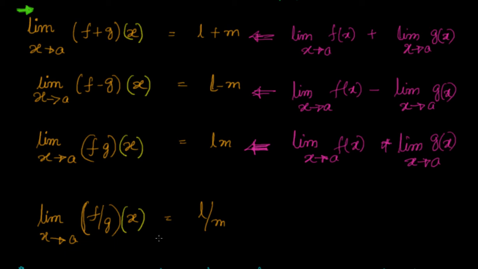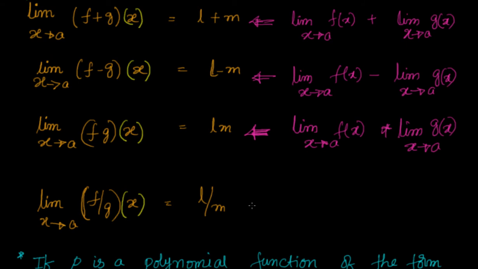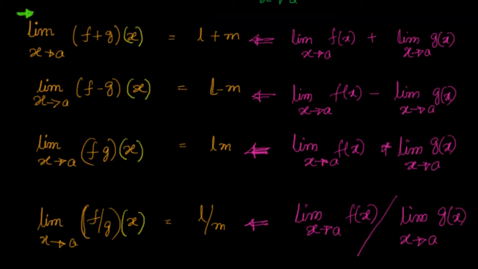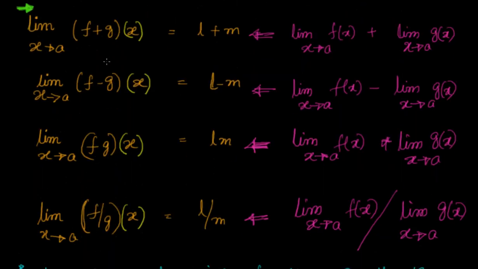Similarly, you can do it for the quotient also. The limit of a quotient is nothing but the quotient of limits. That means it is equal to the limit as x tends to a of f of x divided by the limit as x tends to a of g of x. So you can see very clearly these are very simple.